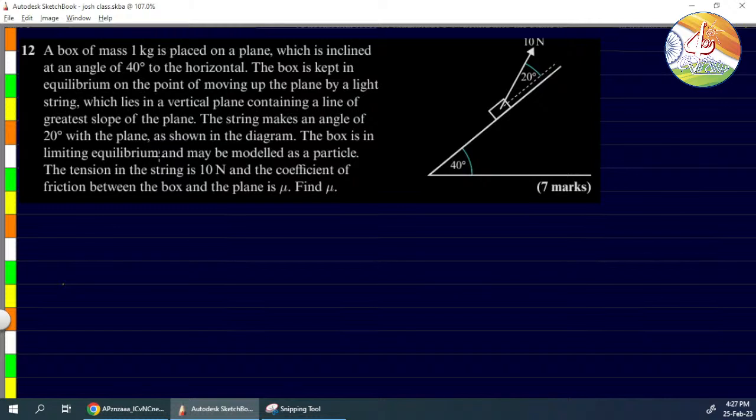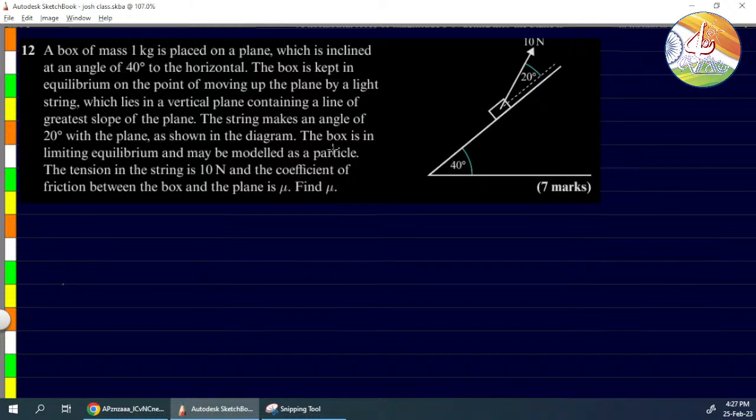A box of weight G is placed on a plane which is inclined at 40 degrees to the horizontal. The box is kept in equilibrium at the point of moving up the plane by a light string which lies in the vertical plane containing the line of greatest slope. So all the forces are coplanar. The string makes an angle of 20 degrees with the plane as shown in the figure. The box is in limiting equilibrium.